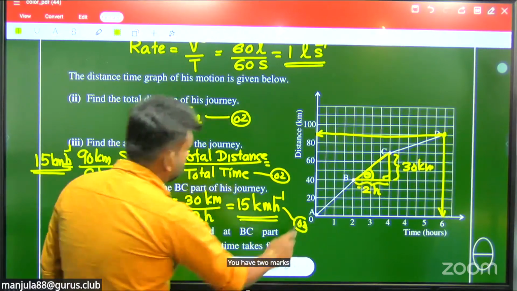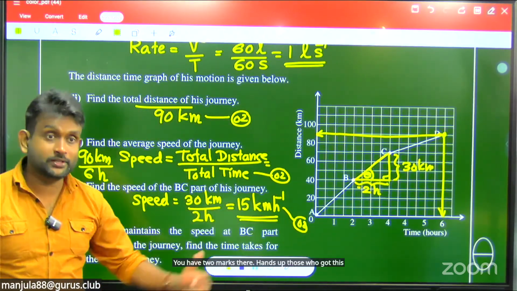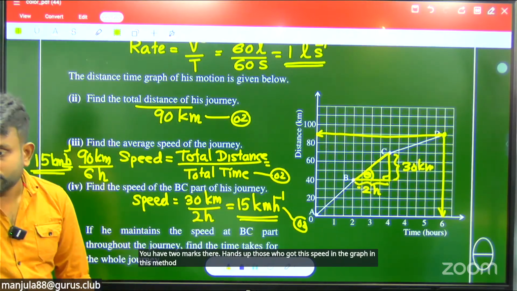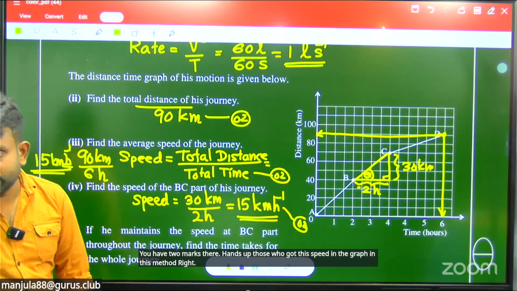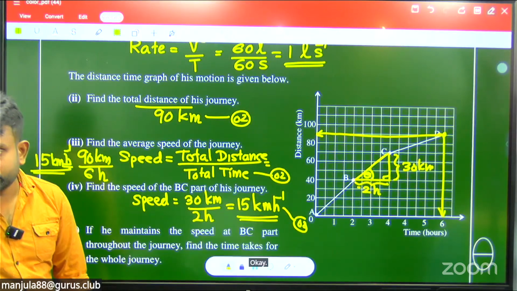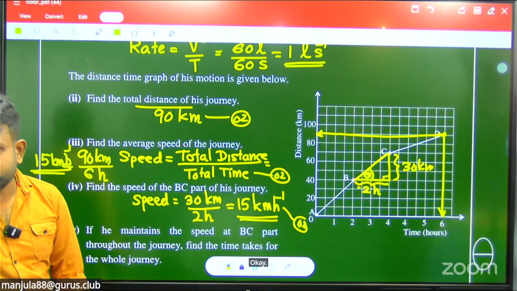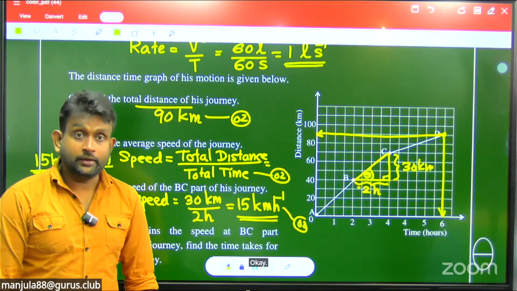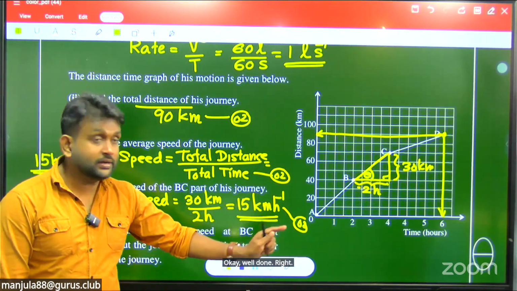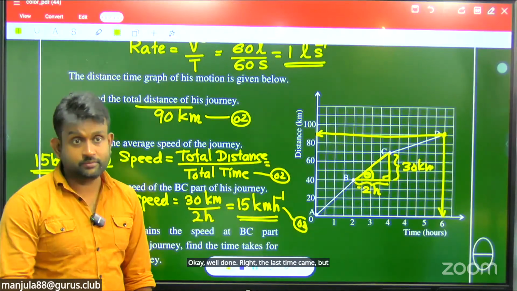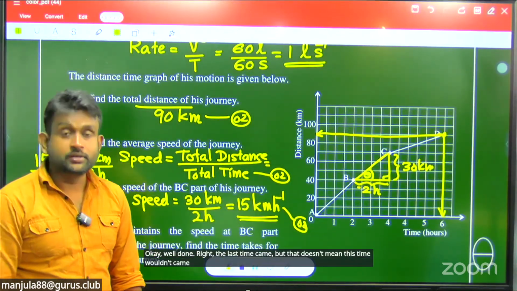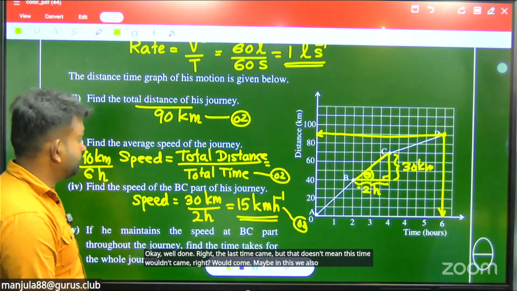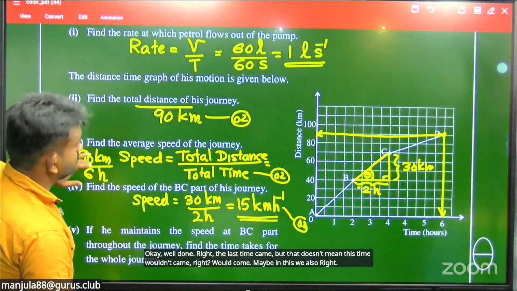Hands up those who got this speed from the graph by this method. Okay, well done. The last time it came, but that doesn't mean this time wouldn't come, right? It would come, so maybe in this year also. Right.